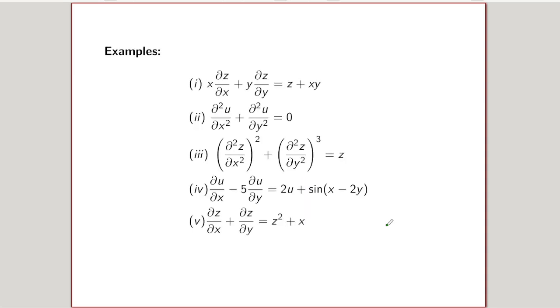So let us consider the following examples. For these examples, let us write the order, degree, whether it is linear or non-linear, homogeneous or non-homogeneous. Okay. The order of the first equation will be 1 because only two partial derivatives have been involved and both the partial derivatives have order 1. And the degree is also 1.